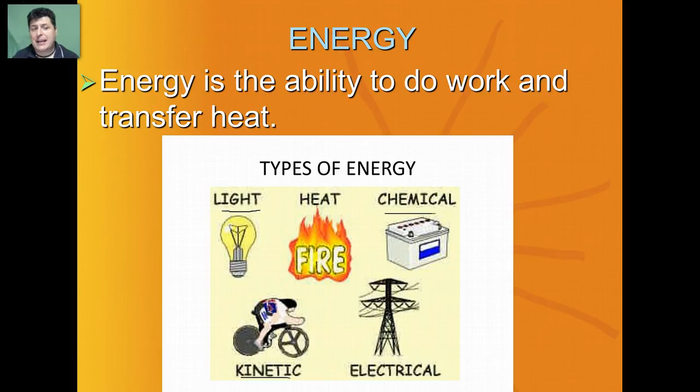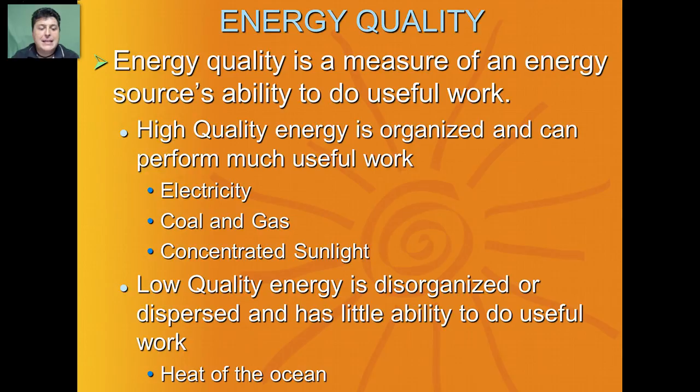Our textbooks define energy as the ability to do work and to transfer heat. Examples of energy can range anywhere from light all the way to electrical energy. Now, energy has different capacities to be able to do useful work. This difference in the amount of useful work that energy can do is referred to as its quality.